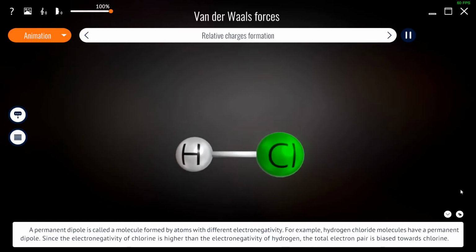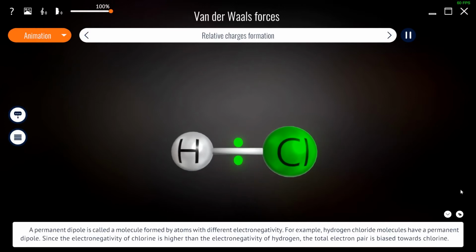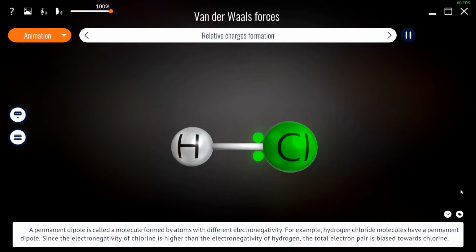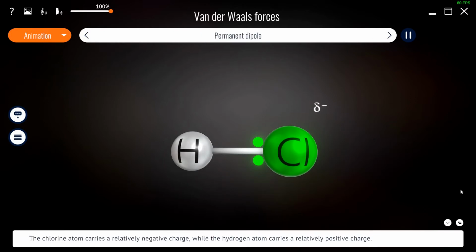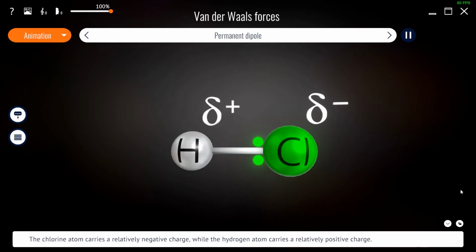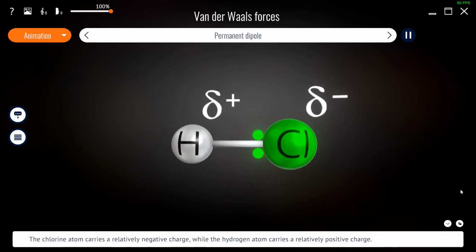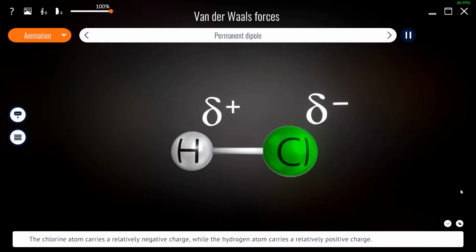A permanent dipole is a molecule formed by atoms with different electronegativity. For example, hydrogen chloride molecules have a permanent dipole. Since the electronegativity of chlorine is higher than the electronegativity of hydrogen, the shared electron pair is biased towards chlorine. The chlorine atom carries a relatively negative charge, while the hydrogen atom carries a relatively positive charge.